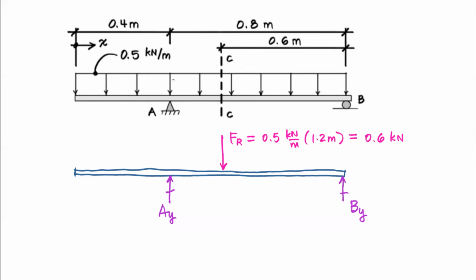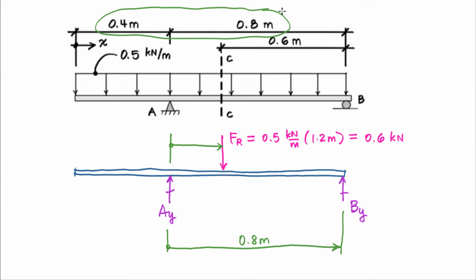All right, and then thinking ahead, in order to solve one of these, we're going to be doing a moment summation. I want to measure from A to B, and that way I can solve for B sub y pretty quickly. From A to B, that's 0.8 meters. That'll be my moment arm. And from A to that resultant force, the total distance is 1.2, so I need to go over 0.6. And if it's 0.6 from here to here, then this little piece here has to be 0.2.